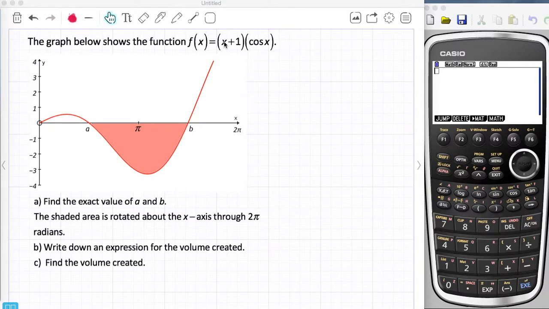We've got a volumes of revolution question, very similar to one that's appeared on past papers before. If you want to have a read of it, we've got a function shown below, (x + 1) cos x, and we want to find the exact values of a and b. Then we're going to rotate it through the x-axis through 2 pi radians, write down an expression for the volume, and then find the volume.